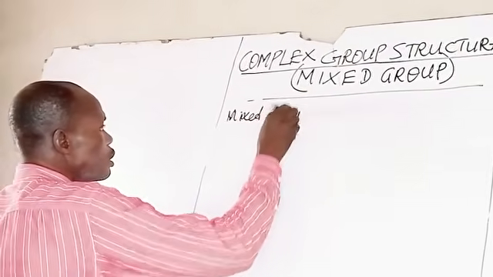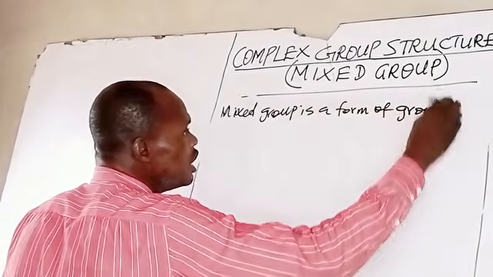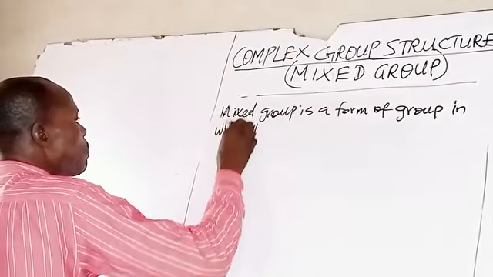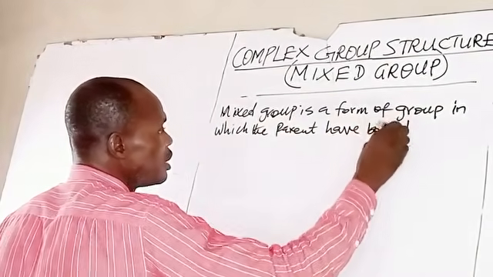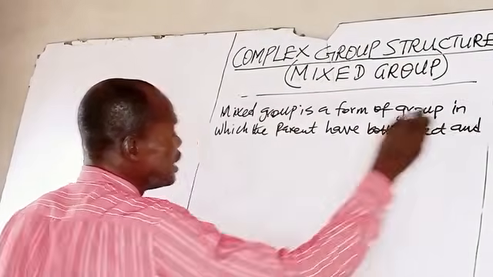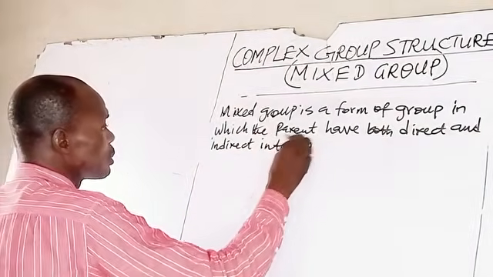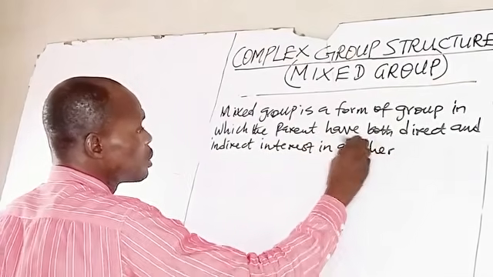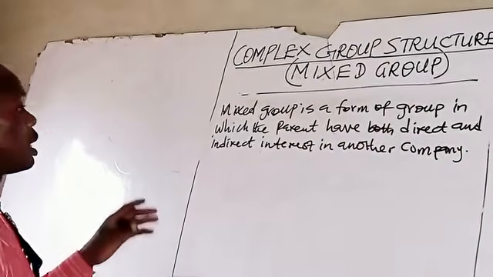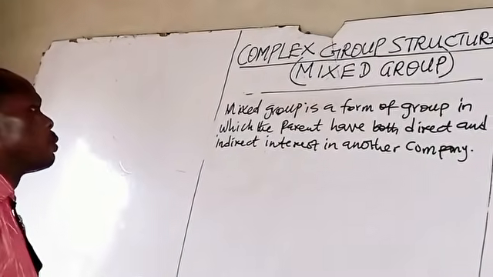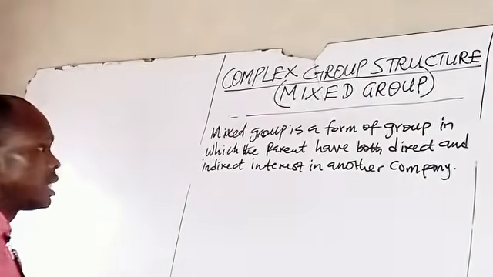Mixed group is a form of group in which the parent has both direct and indirect interest in another company or in a subsidiary. Mixed group is a form of group in which the parent has both direct and indirect interest in another company.